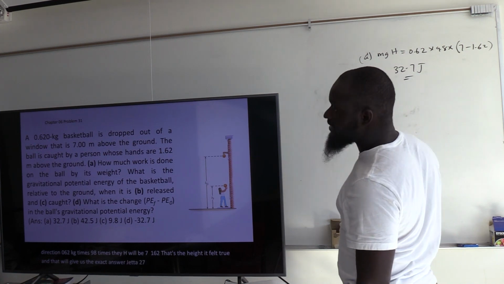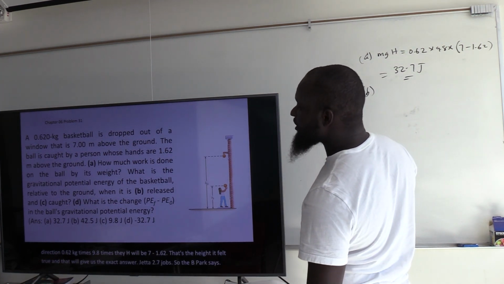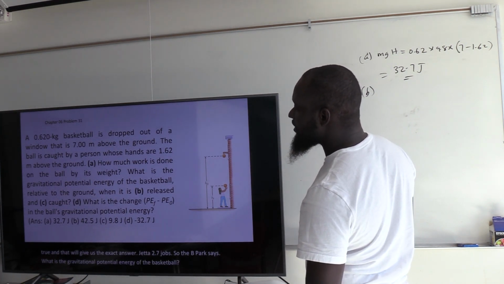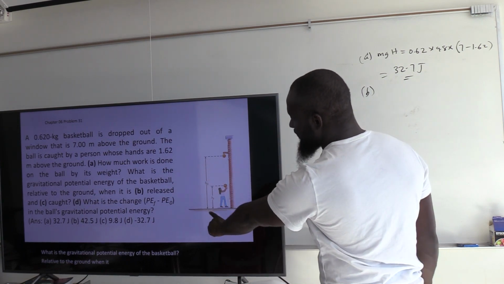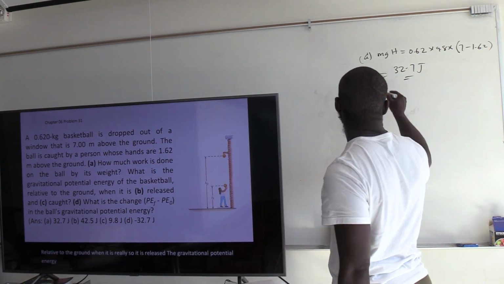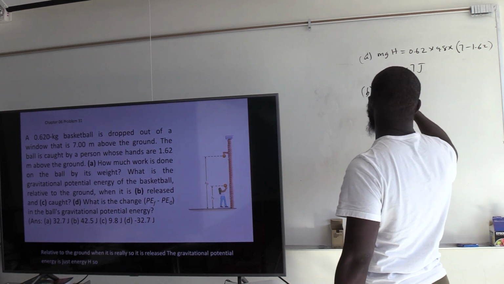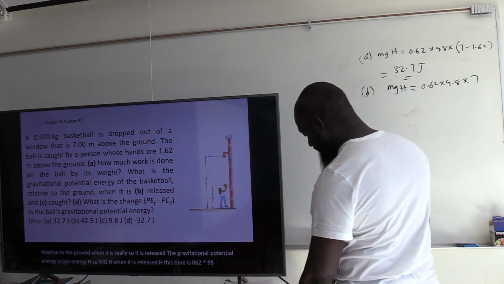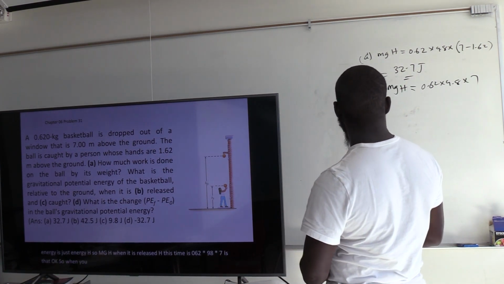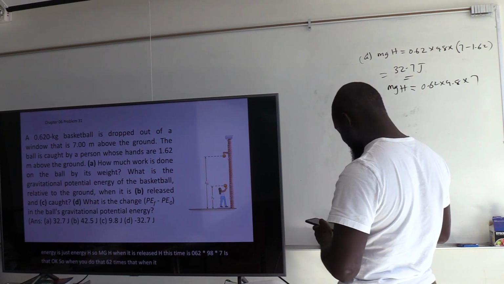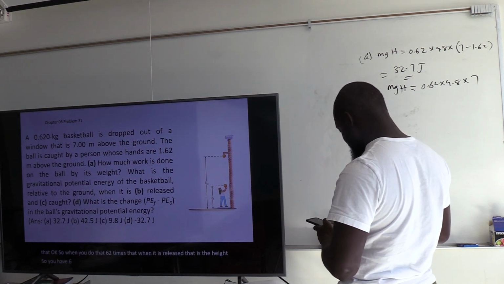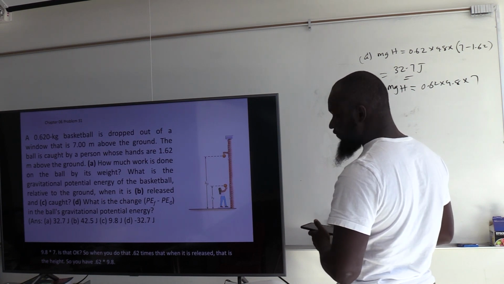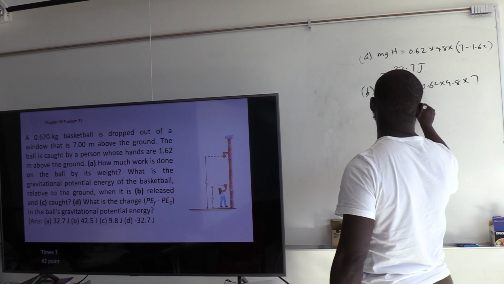So the B part says, what is the gravitational potential energy of the basketball relative to the ground when it is released? So when it is released, the gravitational potential energy is just mgh. So mgh when it is released, h this time is 0.62 times 9.8 times 7. Is that okay? So when you do that, you have 0.62 times 9.8 times 7, 42.5. So 42.5 joules.